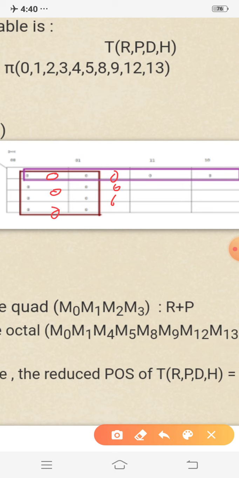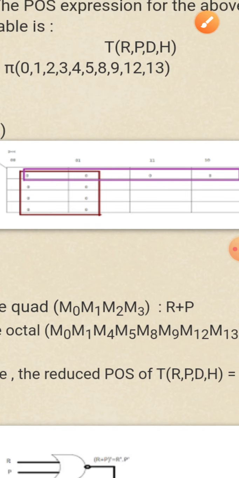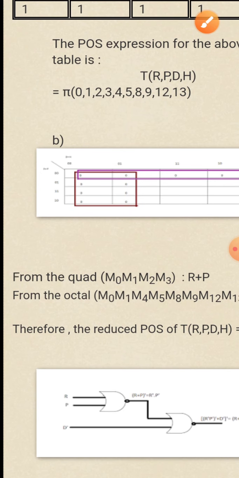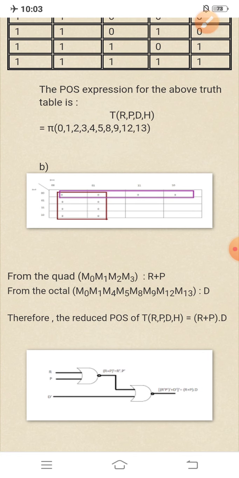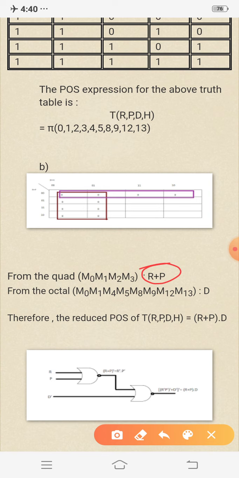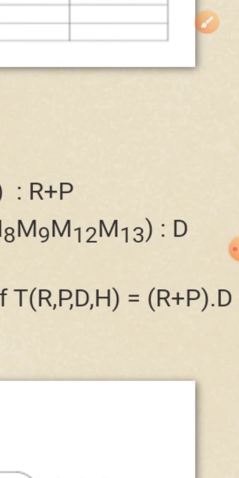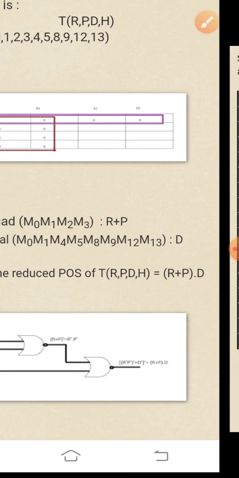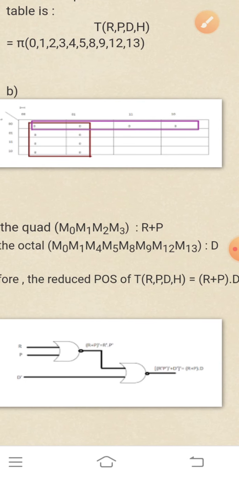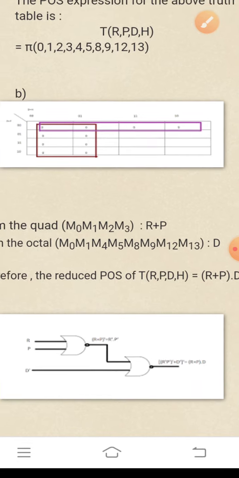Okay, here everywhere zeros are there. So make the K-map, and this is the final answer here. Here it's the answer. This is the final answer. You can check R plus P dot D. So up to here only, no need to make this diagram. Diagram part we are not discussing. This part we will discuss in the next chapter, not here.